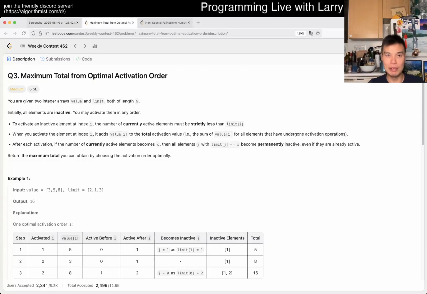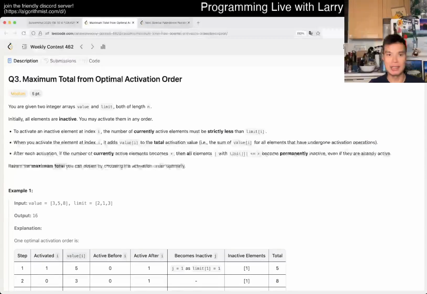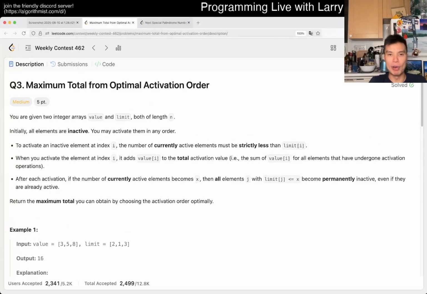This is me trying to explain Q3 of the weekly contest 462, maximum total from optimal activation order.